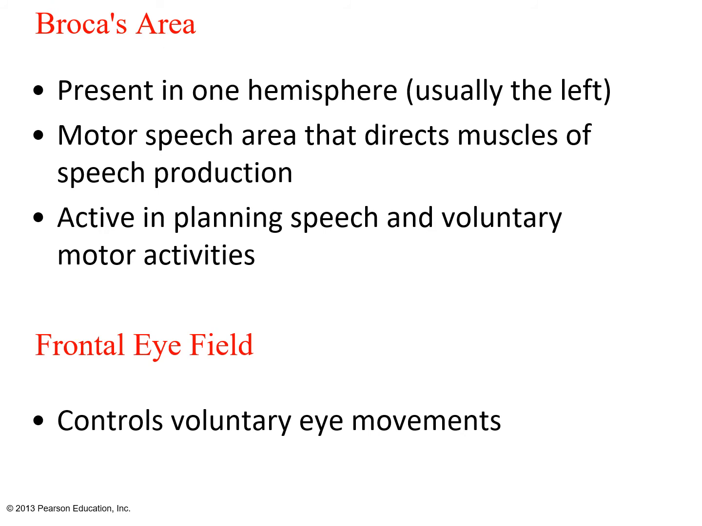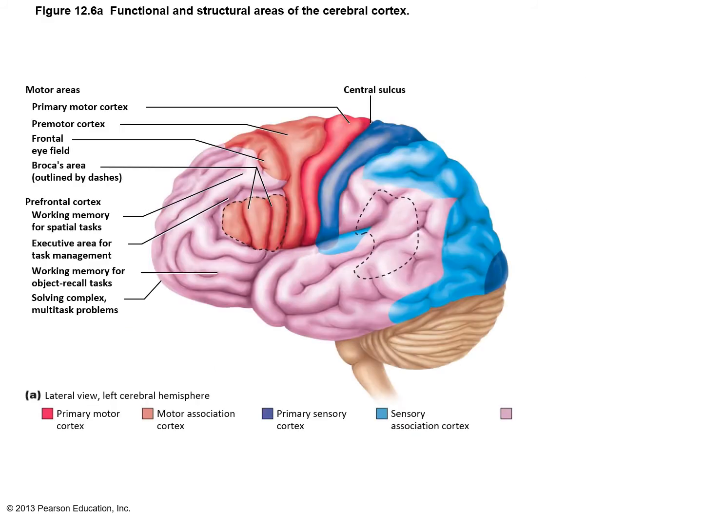The other two motor areas which we saw are Broca's area, which is present in only one hemisphere, usually the left. This is a speech area that directs the muscles of speech coordination. So this essentially translates thought to speech. Broca's area is active in planning speech, and it's also active in voluntary motor activities. The frontal eye field will control voluntary eye movements. So if you make tracking movements of objects within your eye field, and you're following them along with your eyes, that's what the frontal eye field is responsible for. Again, here we see the portions of the motor areas: the primary motor cortex, the premotor cortex, the frontal eye field, and Broca's area.